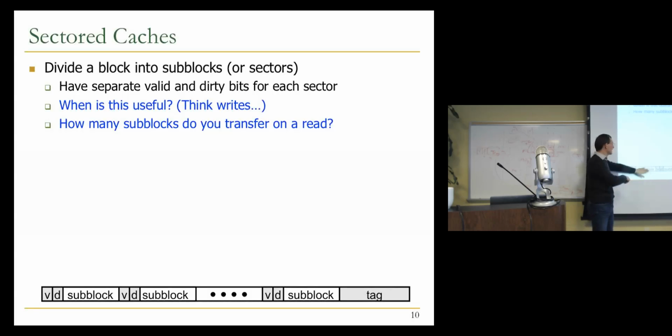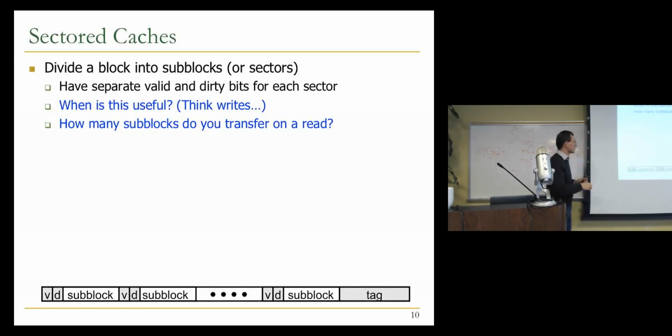Or write only a subblock. Which means that subblocks can be individually valid or dirty. Now you have more finer granularity management of the subblock. And people have used these caches. A lot of IBM processors have this kind of caches. And one benefit, think about the writes.